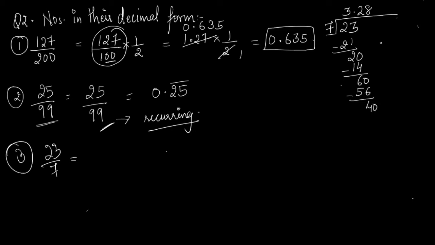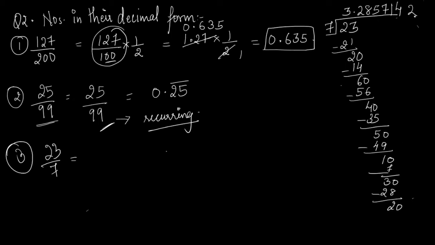Now you have 40. So 7 5s are 35. Then you have again 50 that remains over here. This is going to be 7 7s are 49. So 1 over here, so this becomes 10. So 7 1s are 7. Now you have 3, so this becomes 30. So 7 4s are 28. Now again 20. So again 2s are.